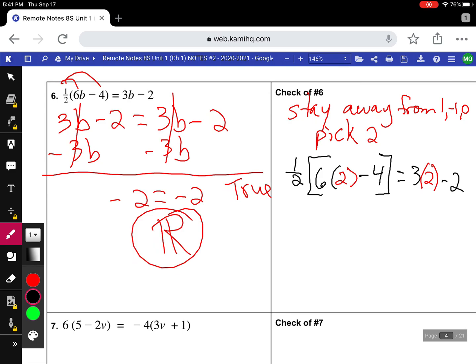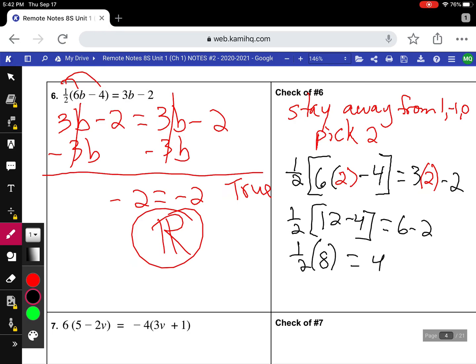I'm going to do my parentheses first. 6 times 2 is 12, -4. I'm going to show each step so you guys can see where we're at. Equals 6 minus 2 here. Remember your order of operations. Now we have 1/2. That gives me 8 equals 4. 1/2 times 8 equals 4. And you can see it works. Okay, so that is a true statement.